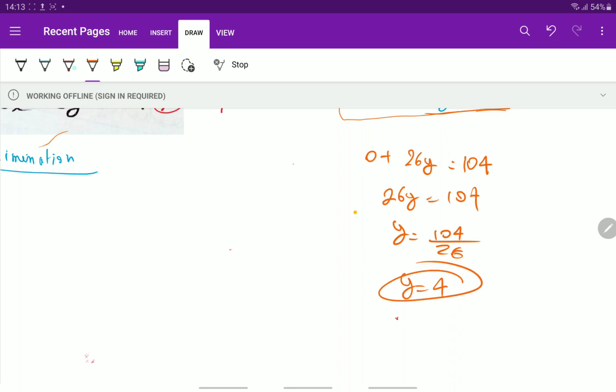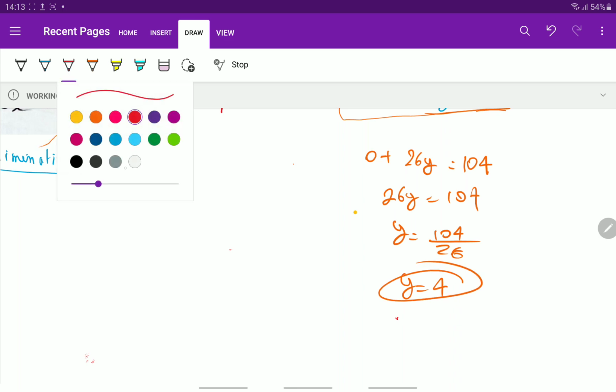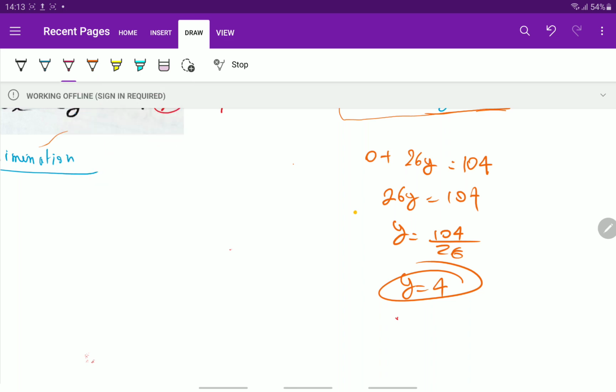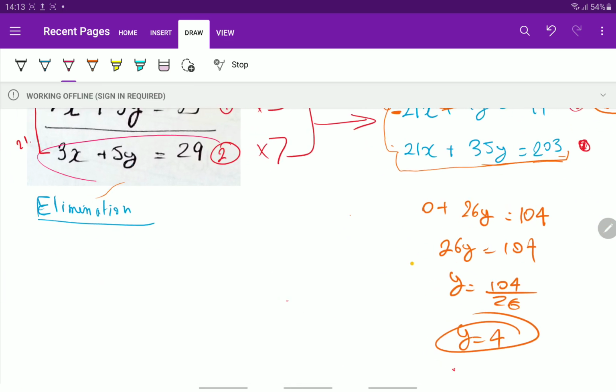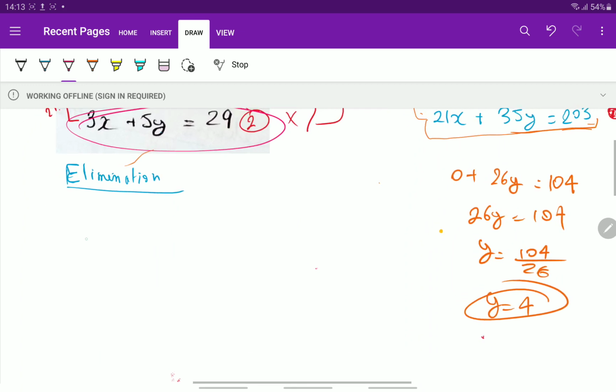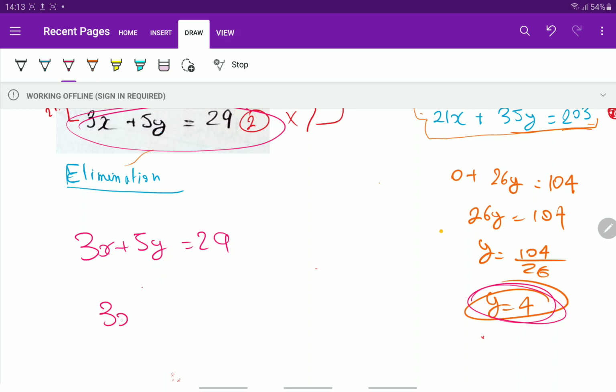Right. So knowing that y is indeed equal to 4, we can go on and find x. We can choose any of these equations. I think this equation is easier for us to use. So let's write 3x plus 5y is equal to 29. We know what the y value is, so we can substitute the y value in here. 5 times 4 is 20. So 3x plus 20 is equal to 29.